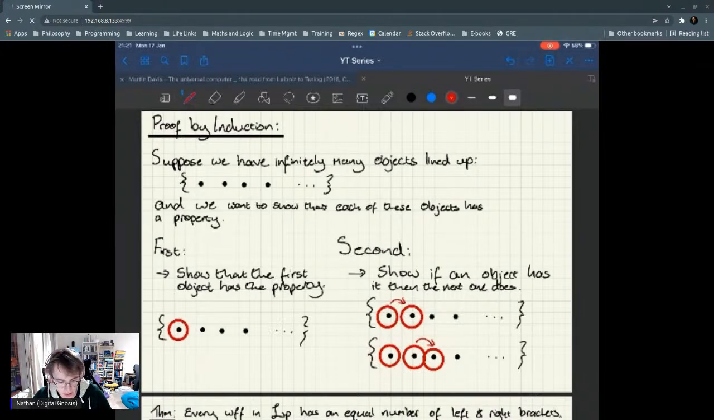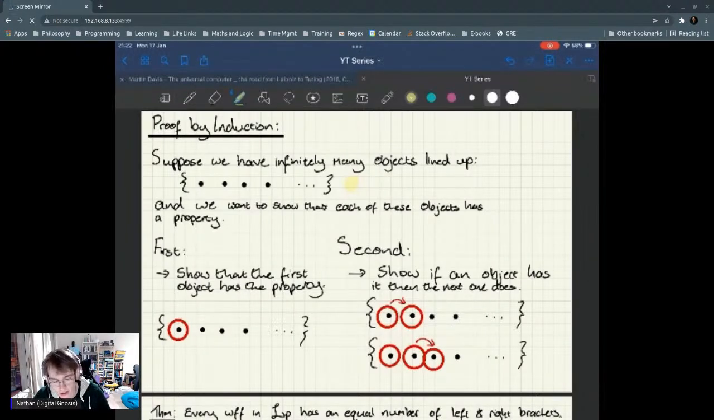And to introduce you to the main idea behind it, suppose that we have infinitely many objects lined up. So within those curly brackets, which mean a set of a certain number of things, we've got an infinite number of these dots all lined up like so, which you can see. And so we want to show that each of these objects has some property. So how would we go about showing that each of these objects has a property? Well, we could do a proof by induction.